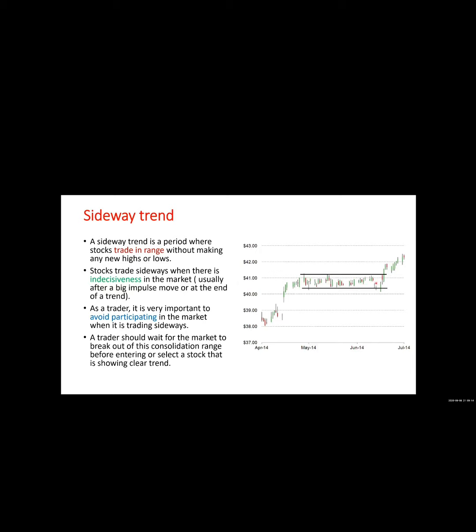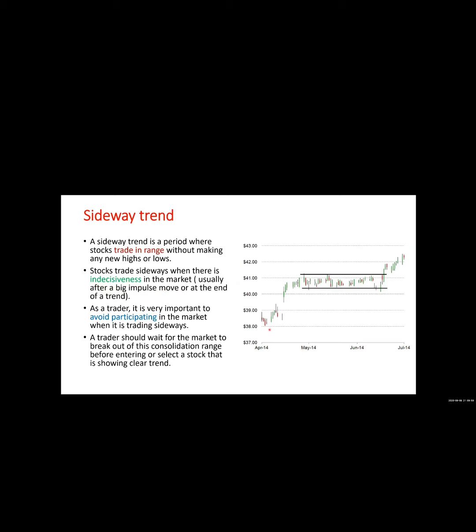It's just trading sideways. So when it's trading sideways like this without making any new highs or lows, in common market terms, we call this a sideways trend, a consolidation phase, showing an indecisive trend. We'll call it many ways, but the gist is that the market's not making any new highs or lows, it's just staying flat. Okay. Now, when does a stock trade sideways? Stocks trade sideways when there's indecisiveness in the market. This indecisiveness usually happens after a big impulse move or at the end of a trend.